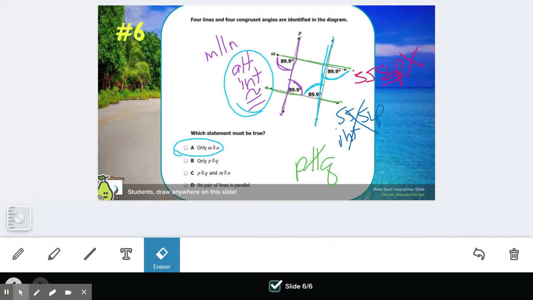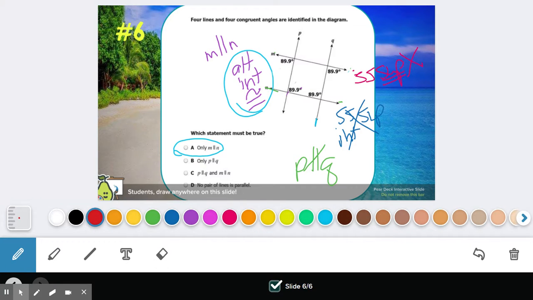Just to make sure we remember the other one, if I highlight P and Q, because that's what I want to test, P and Q are parallel. That's what I'm testing here. Then I've got same side supplementary, and they're not. And same side supplementary, and they're not. So P and Q are not parallel.